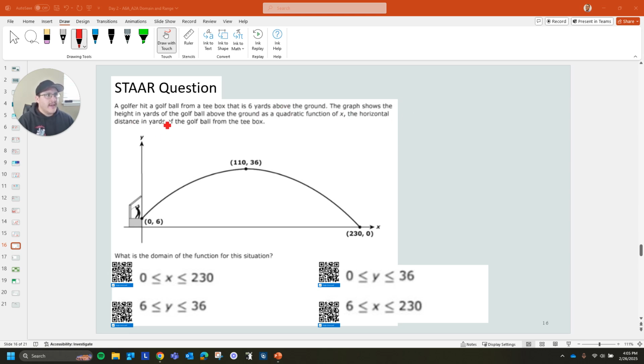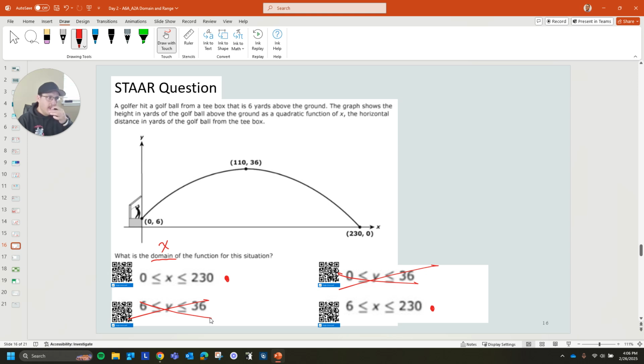The graph shows the height in yards of the golf ball above the ground as a quadratic function of x, the horizontal distance in yards of the golf ball from the tee box. What is the domain of the function for this situation? Okay, we know this is continuous, and none of the answers are in discrete form, so that's not going to help us. What will help us is figuring out what domain calls for. What is the domain? What do I want? I want x values. Let's look at our answer choices. Which ones involve x? The first one and the bottom right. The other two have y's in them.